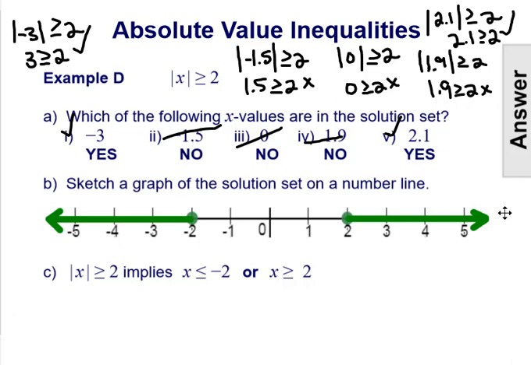So we have this big idea that the absolute value inequalities, its solution set is going to turn into a compound inequality.